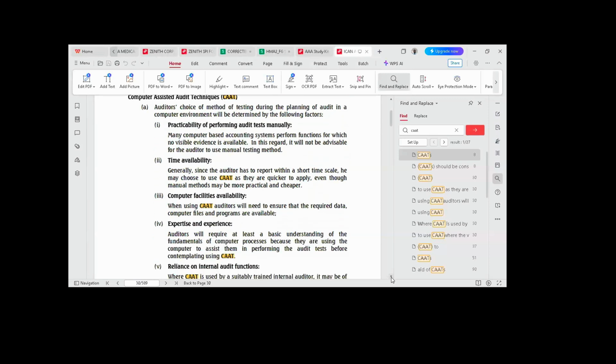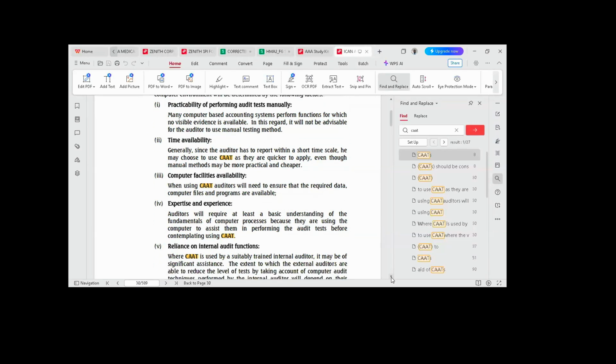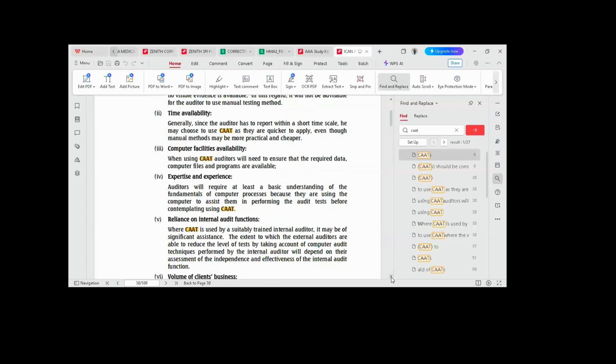Next one, expertise and experience. Auditors require at least a basic understanding of the fundamentals of computer processing because they are using the computer to assist them in performing the audit test before contemplating using CAT. I talked about having knowledge in what? SQL. Then the fifth one, reliance on internal audit function. Where CAT is used by a suitably trained internal auditor, it may be of significant assistance. The extent to which the external auditor is able to reduce the level of test by taking account of computer audit techniques performed by the internal auditor will depend on their assessment of the independence and effectiveness of the internal audit function.